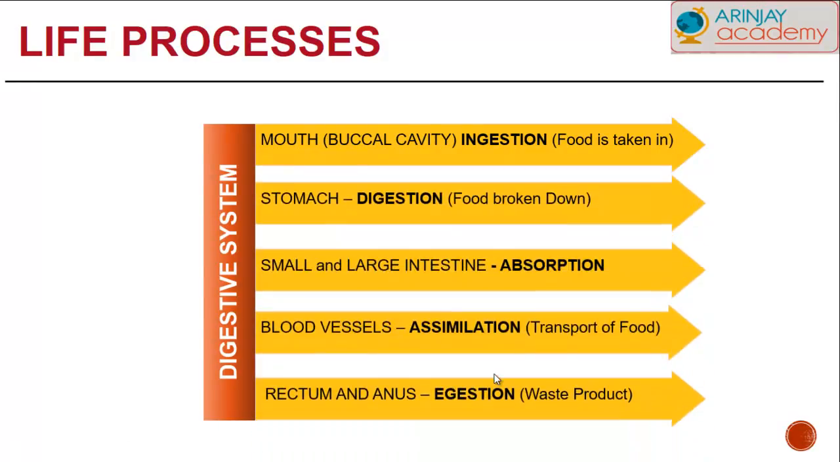First of all, if you look at the diagram, we'll start off with the mouth or the buccal cavity, where ingestion, or food is taken in. The stomach is responsible for digestion, which is the process by which food is broken down, and then the small and the large intestine are responsible for absorption. The blood vessels are responsible in assimilation for the transport of food, and the waste material that is ejected is the responsibility of the rectum and the anus.